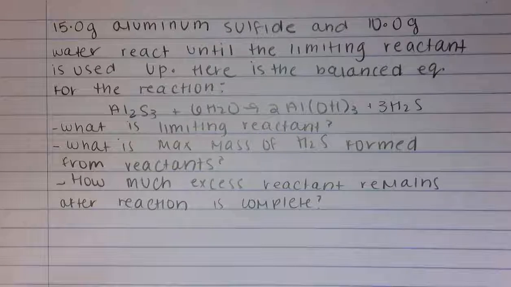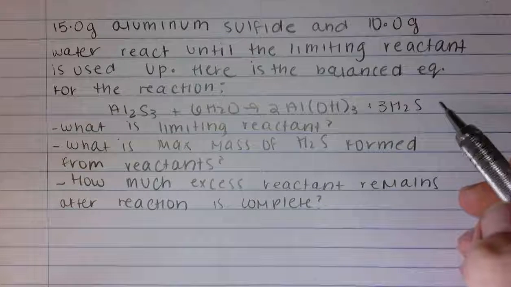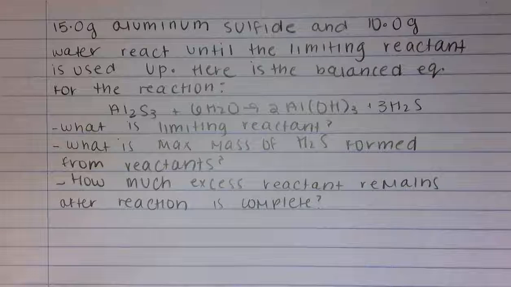This is a multi-part question, and the situation is that 15 grams of aluminum sulfide and 10 grams of water react until the limiting reactant is used up. They give us the balanced equation for the reaction and ask what is the limiting reactant, what is the maximum mass of hydrogen sulfide formed from the reactants, and how much excess reactant remains after the reaction is complete.